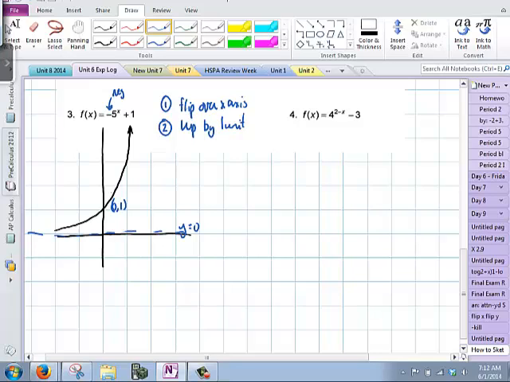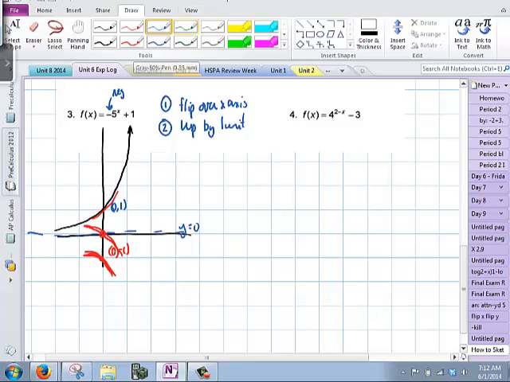So the first thing you want to take care of is your flip over the x-axis. So that would put that point there at 0, negative 1. And you'd want to draw your flipped curvature. And then you would want to also move everything up by 1 unit. So then I'm going to move this curved section up by 1 unit. And then I'm going to put in the new asymptote to the function.